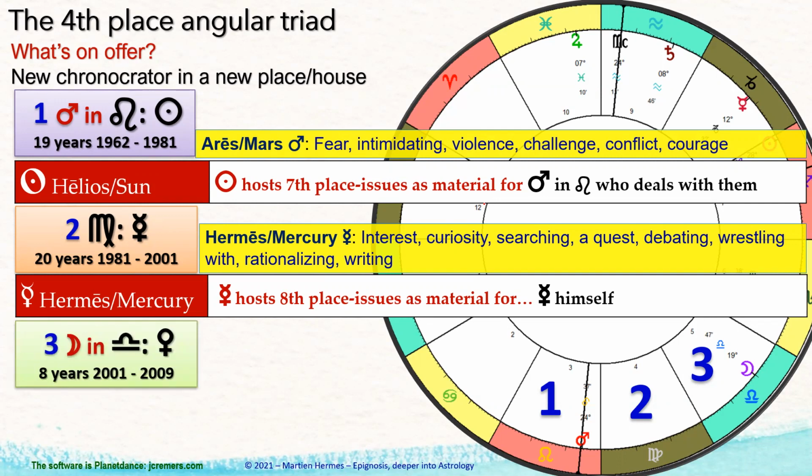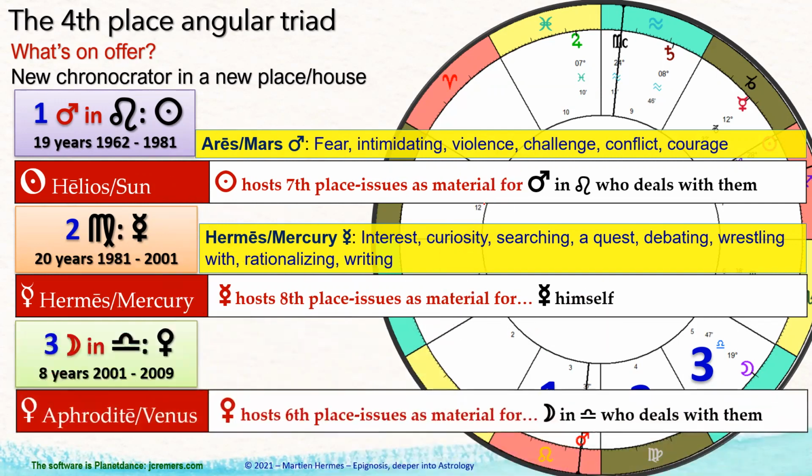Okay, now let's have a look at the third place. Now, when I use Venus, which is actually perhaps not quite right because Venus is in Virgo, I'm not sure if Venus is hosting sixth place issues as material for the moon, but you also said something about your first child, I believe. Right, he was born during that period.